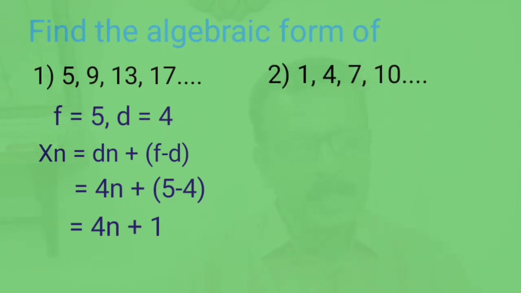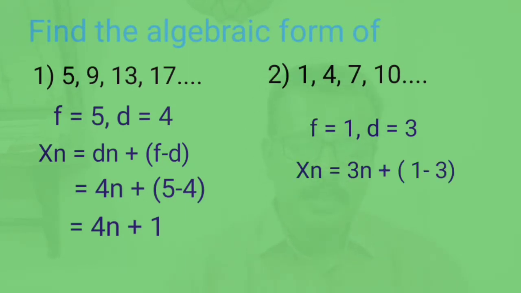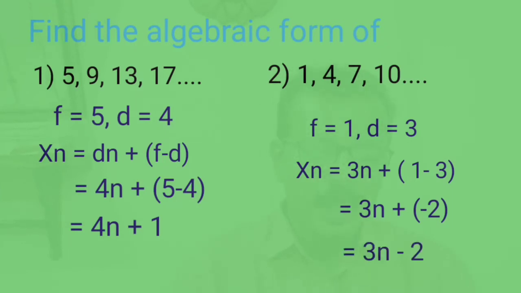Let us check the second question. Here the sequence is given as 1, 4, 7, etc. Here the first term is 1 and the common difference is 3. So the nth term or algebraic form is equal to 3n plus 1 minus 3, that is f minus d. Here we get it as minus 2. So we can write the algebraic form as xn is equal to 3n minus 2. Whenever negative numbers come, you must be careful to write like this.